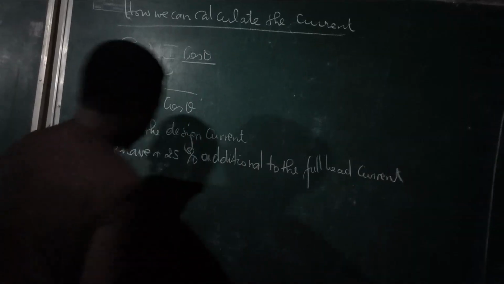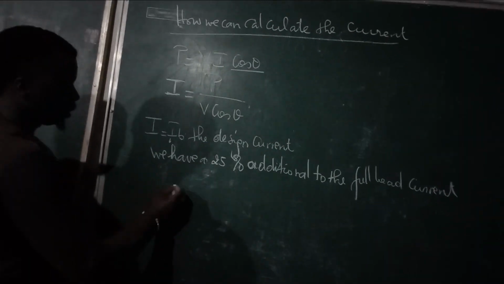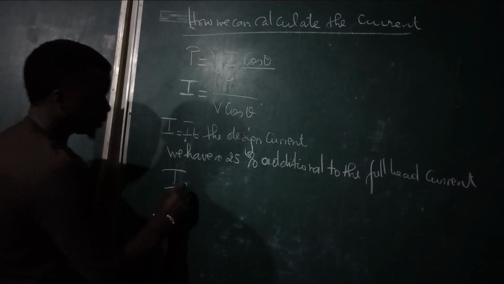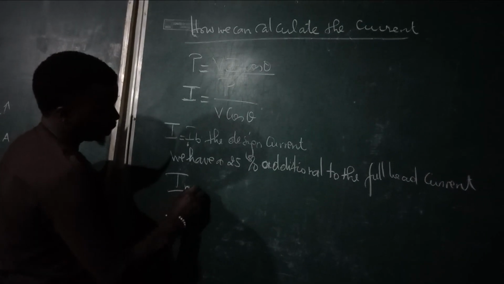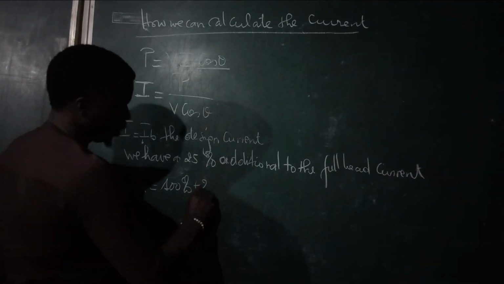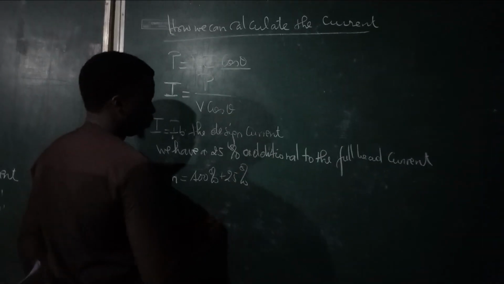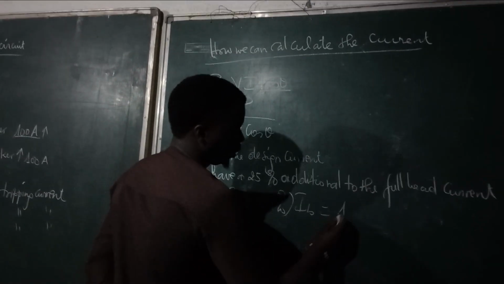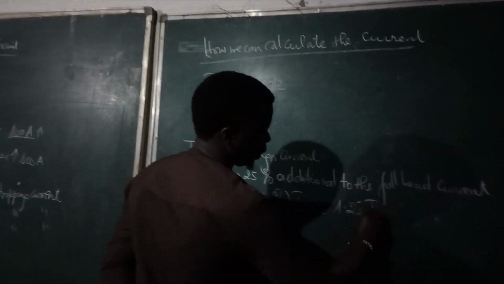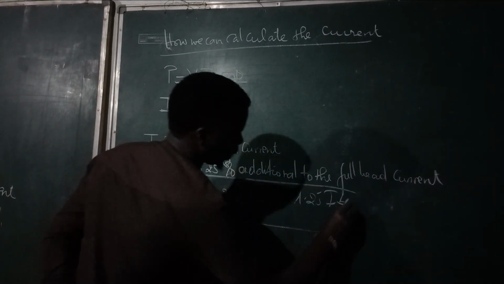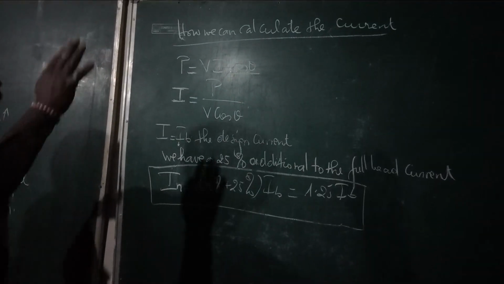So for this, it simply means the breaking current of the circuit breaker, let's call it IN, will be equal to 100% plus 25% of the design current, which will be 1.25 IB. So for this, we get the protection of that current that will break it.